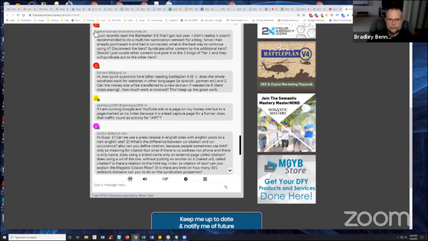So anyways, since I had already purchased it and I had it connected, what is the best way to continue using it? Disconnect the tiers, syndicate other content to the additional tiers. That's it right there. Syndicate other content to the additional tiers. Should I just curate other content and post it to the 3 blogs of tier 1 and they will syndicate out to the other tiers?